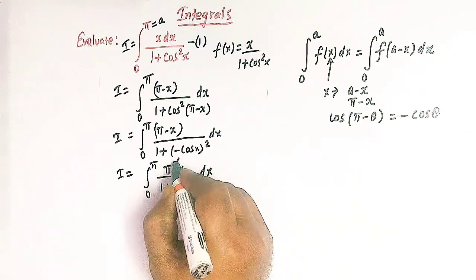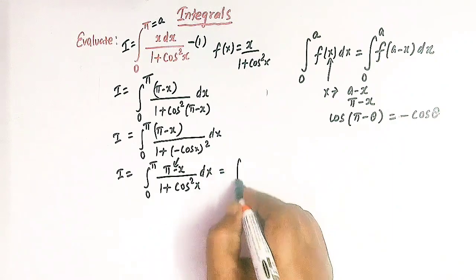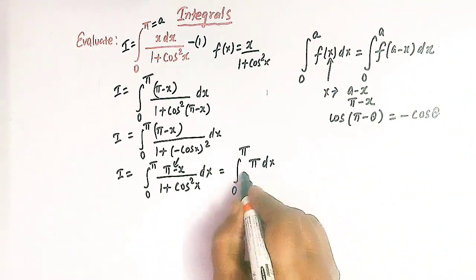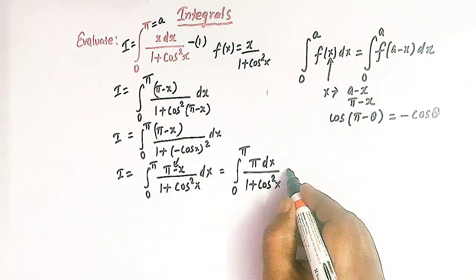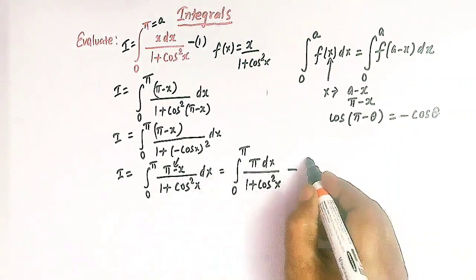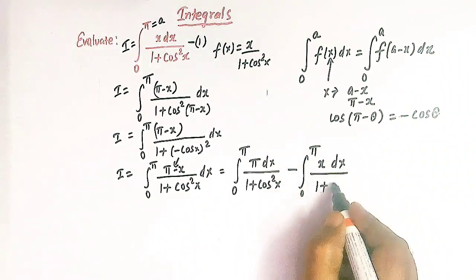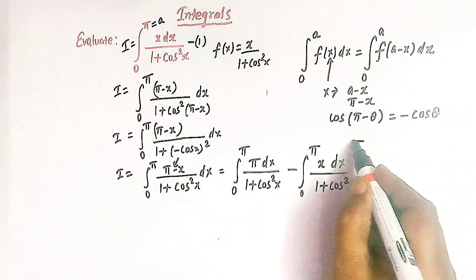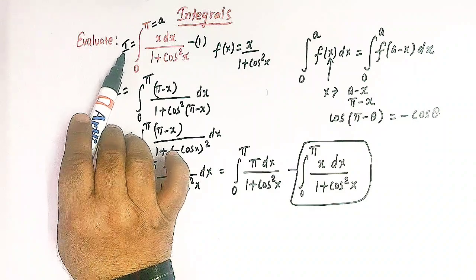Let us split this integral at this point, that is the pi minus x. So let us write it as 0 to pi. The first integral is pi dx over 1 plus cos square x. The second integral has the negative sign, so this is minus 0 to pi x dx over 1 plus cos square x. And now if we closely look at this integral, this is our original integral I.